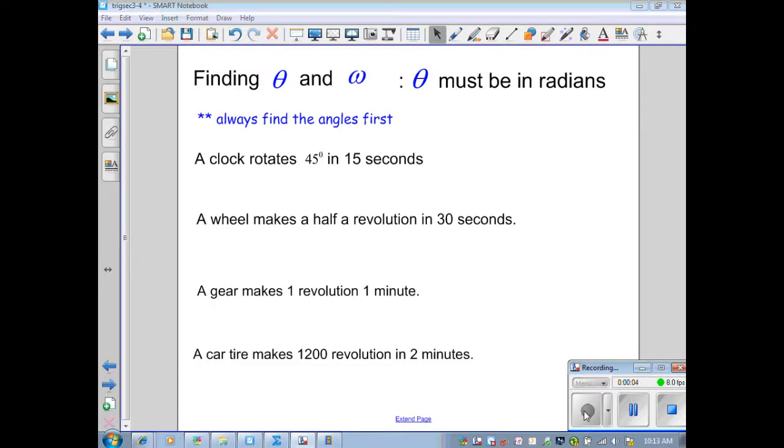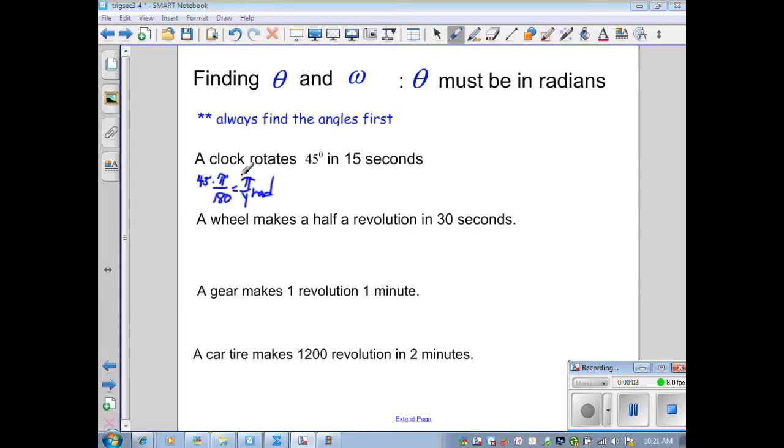But we do have some constraints about theta. This slide shows us the constraint on theta, and it must be in radians. Our goal on all of our problems is to always find the angles first, and that would mean to find theta and omega. These statements will help us discover how to find theta and omega in terms of radians over a unit of time.